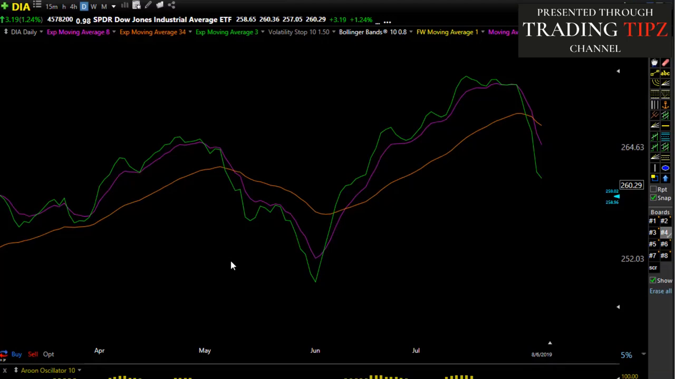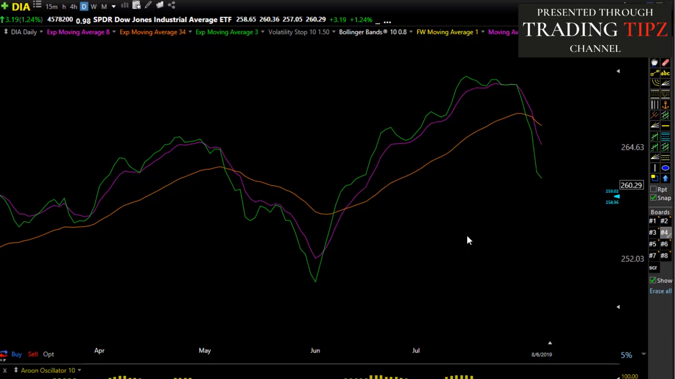Okay, and I want you to understand, you can use these patterns together in combination on any time frame chart. It doesn't have to be the 50-day moving average. On this one, I'm using the 34 exponential, the 8 exponential, and the 3 exponential. And all we're doing is we're looking for those price patterns that tend to repeat themselves over and over and over again.